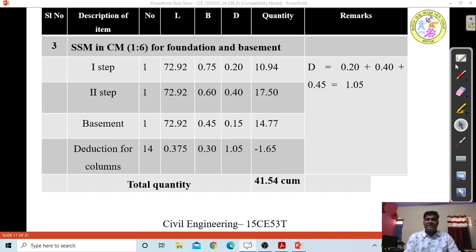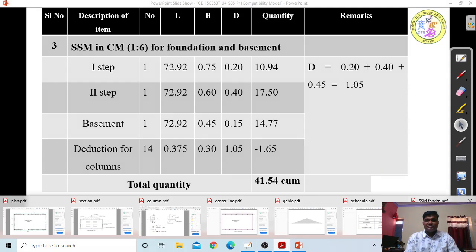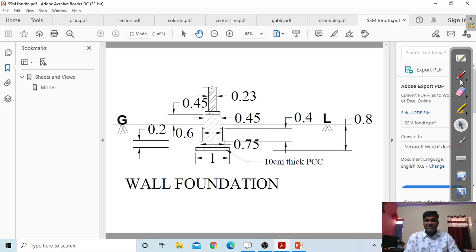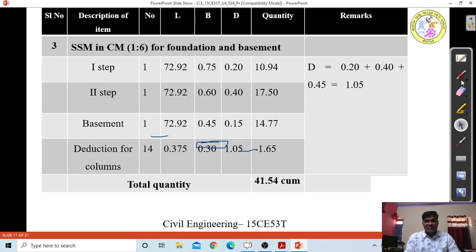So the third item is stone masonry in cement mortar for foundation and basement. If you see the section, there are 3 steps. This is the first step, from here to here. The first step width is 0.75 meter and depth is 0.2 meters.